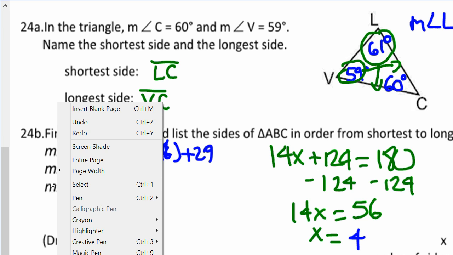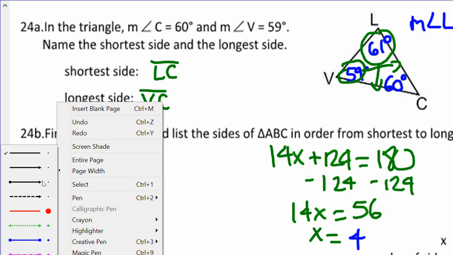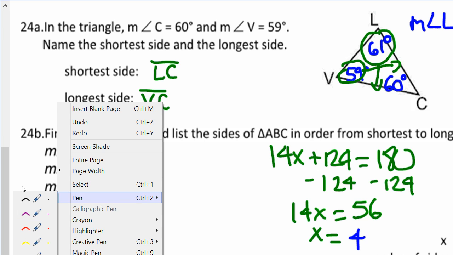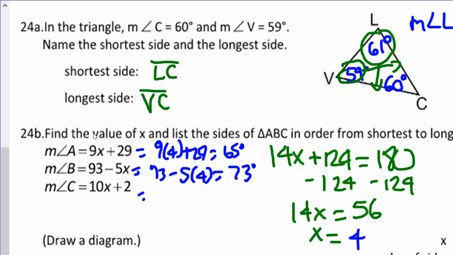The idea is you just want to substitute everything to figure out what the angle measurements are. So once you substitute, we get 9 times 4 plus 29. That's 36, 65. Then 93 minus 5 times 4. And 10 times 4 plus 2.